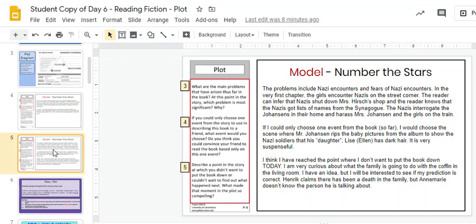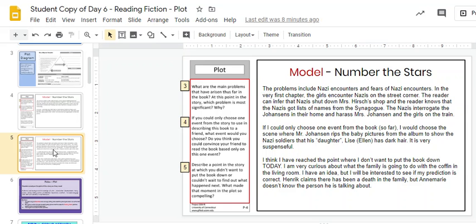Okay, number 4. If you could only choose one event from the story to use in describing this book to a friend, what event would you choose? Do you think you could convince your friend to read the book based only on this one event? If I could only choose one event from the book so far, I would choose the scene where Mr. Johansen rips the baby pictures from the album to show the Nazi soldiers that his, quote, daughter, Lisa, who's actually Ellen, has dark hair. It is very suspenseful.